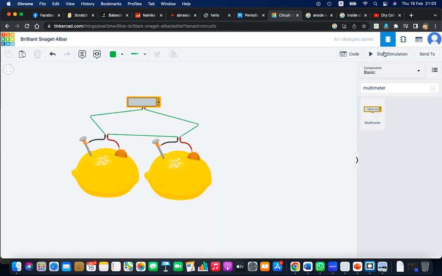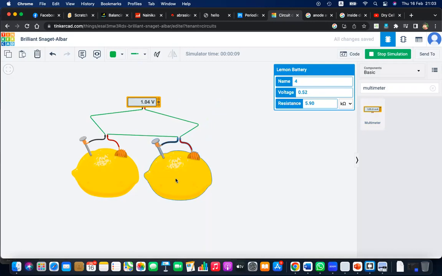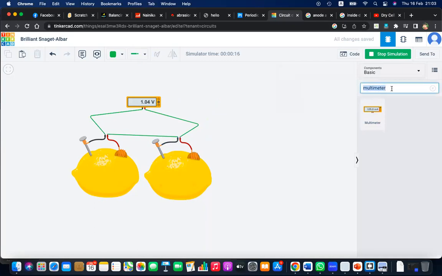Now you can see the voltage has increased to 1 volt, which is something good, better than the previous, but still not enough. At least 2 volts are needed. So let's try with some more batteries.